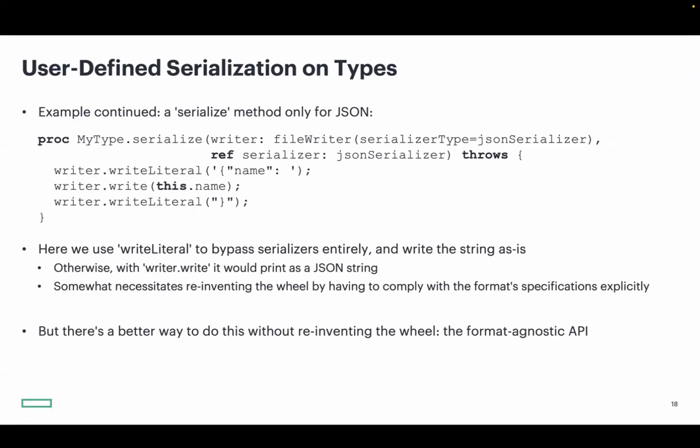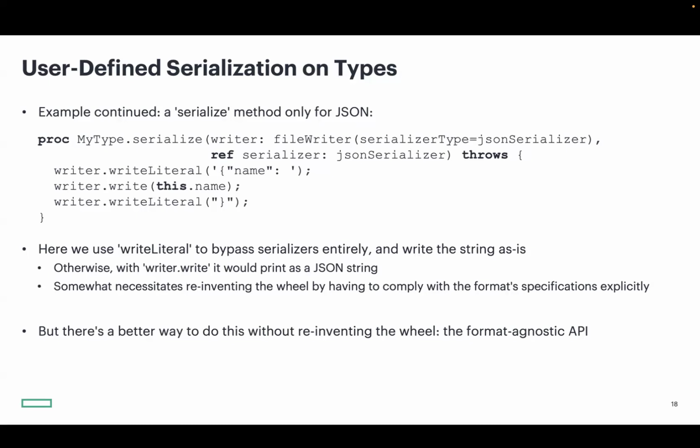Building off of our previous my type record, let's say we wanted to instead write this out as a proper JSON object. In this instance, we're using the write literal method to literally write the opening part of this object with the curly brace, the name, and the semicolon. Write literal is special in that it will bypass serializers entirely and write the string as is. Otherwise, if we used writer.write here, it would print as a JSON string and escape the quotes in that string, which is counter to what we want.